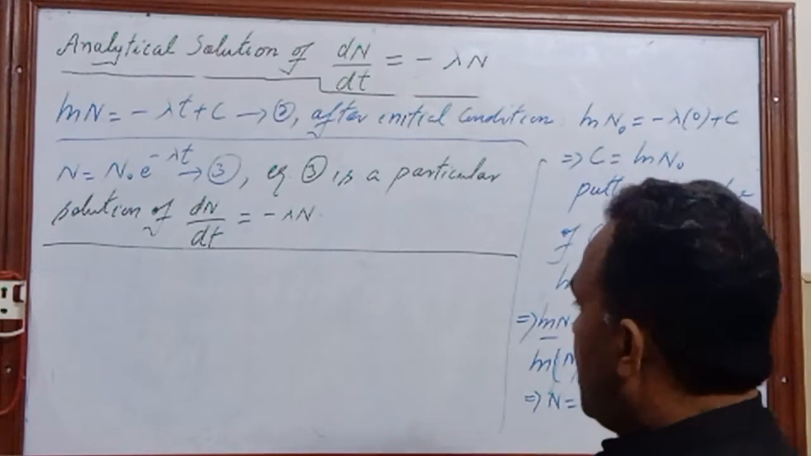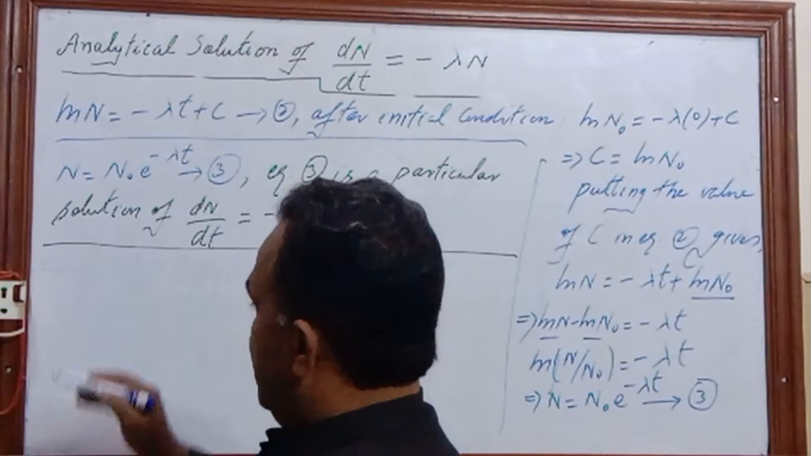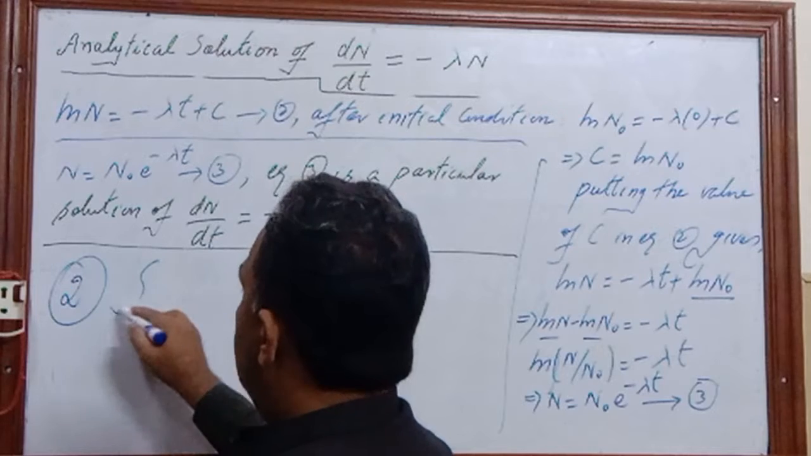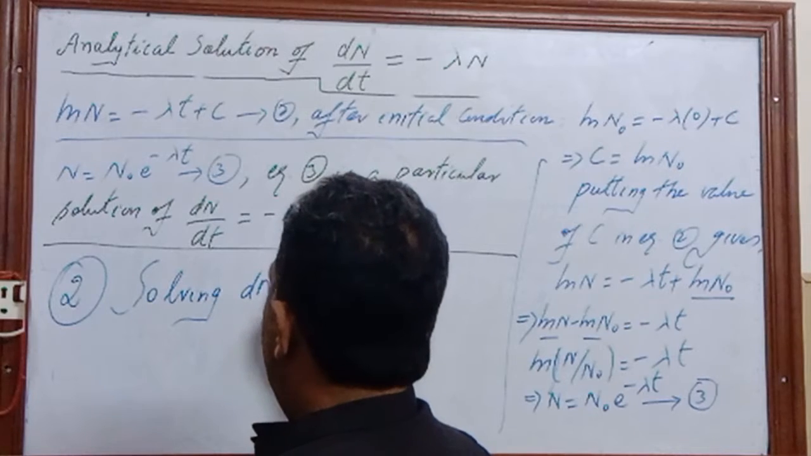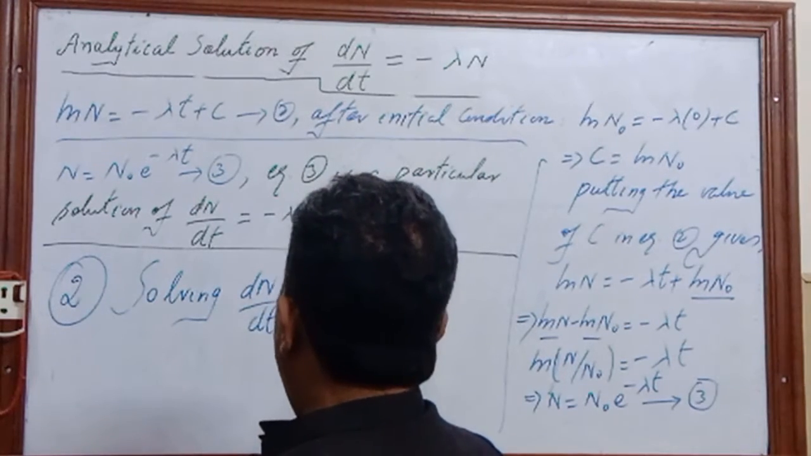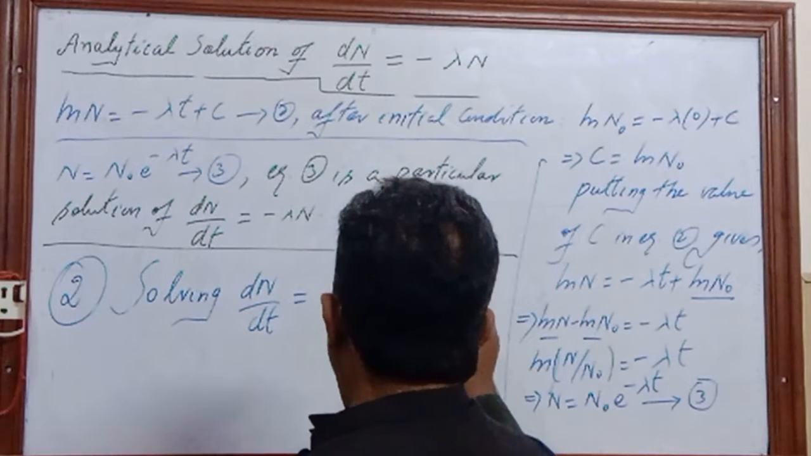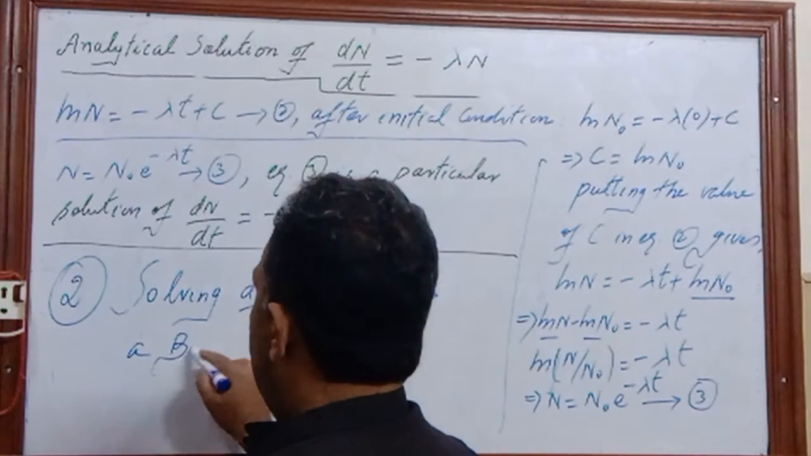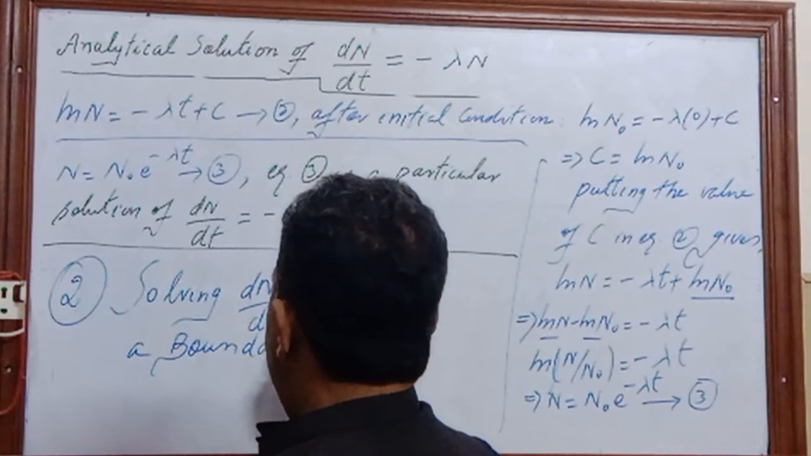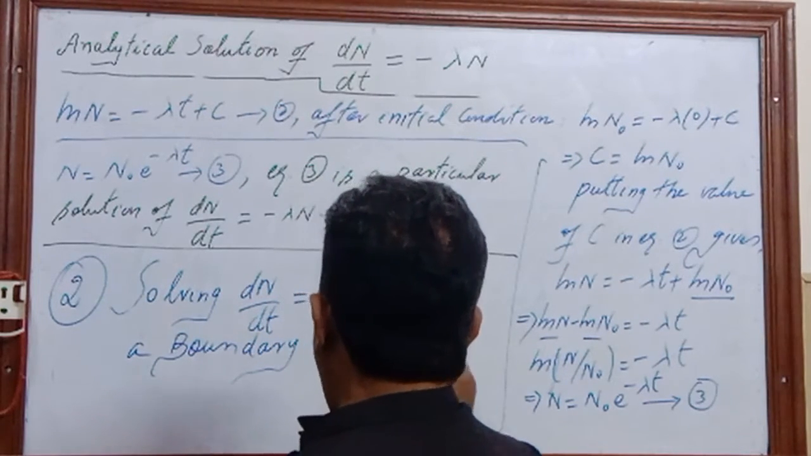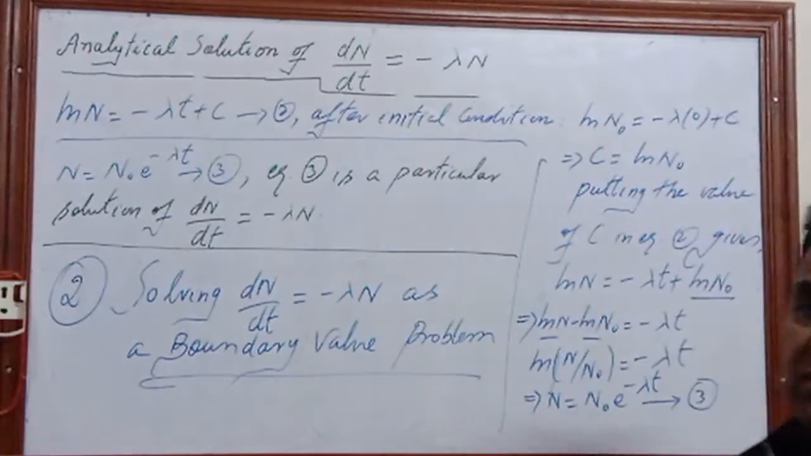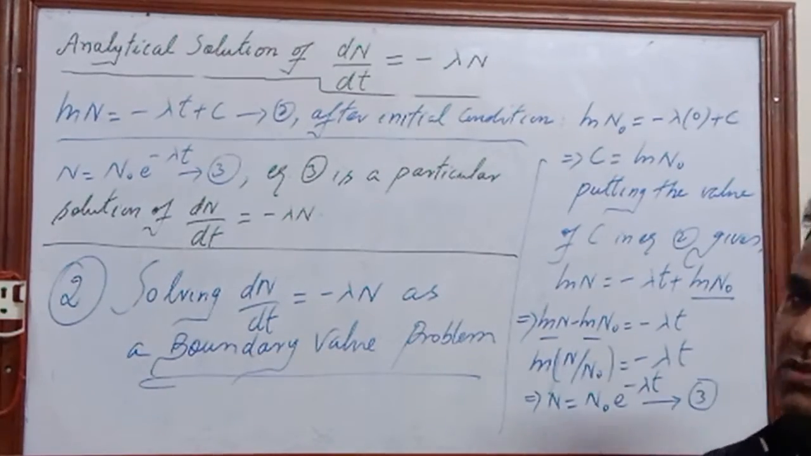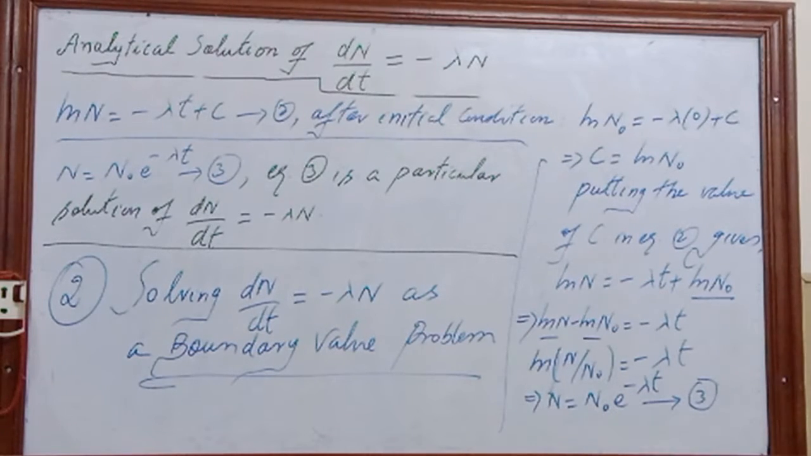The second way is solving dN over dt equals minus lambda N as a boundary value problem. This is the next thing we want to do. We want to solve dN over dt equal to minus lambda N by using boundary conditions. Let's do that.